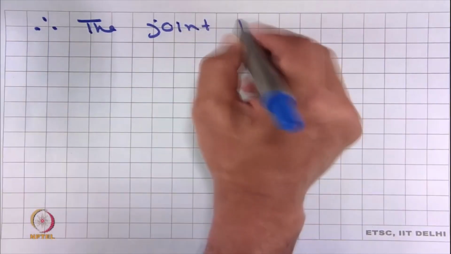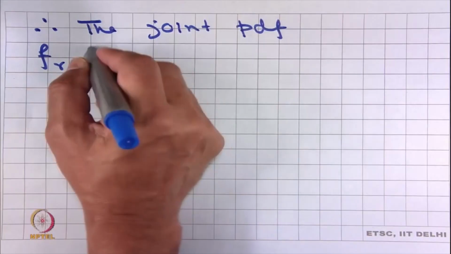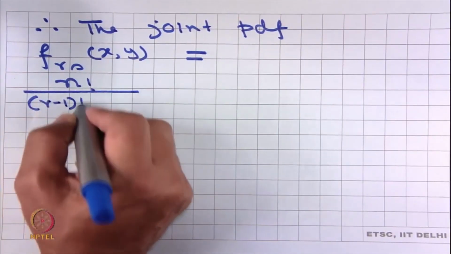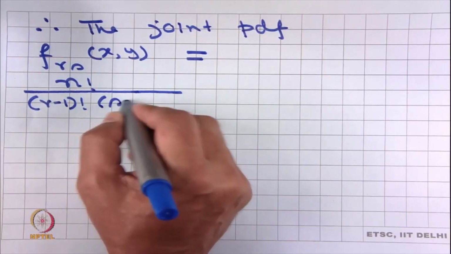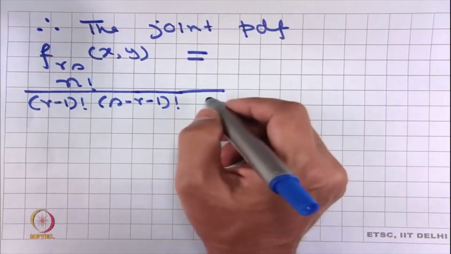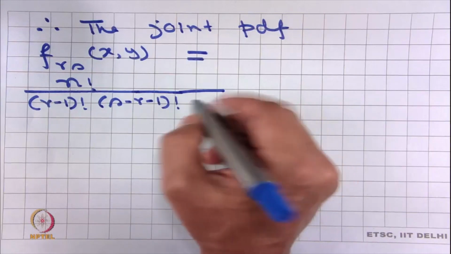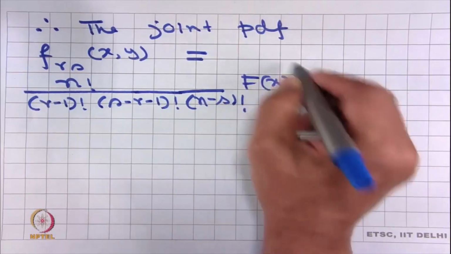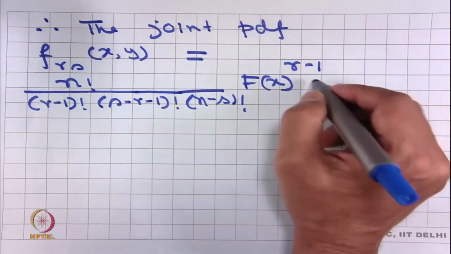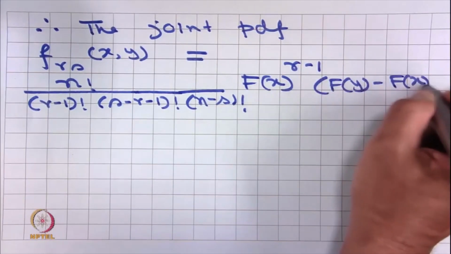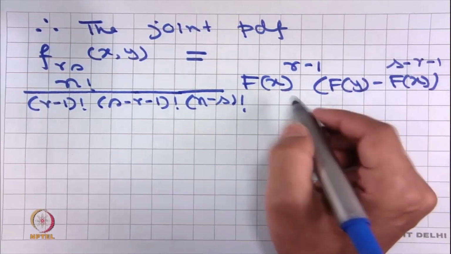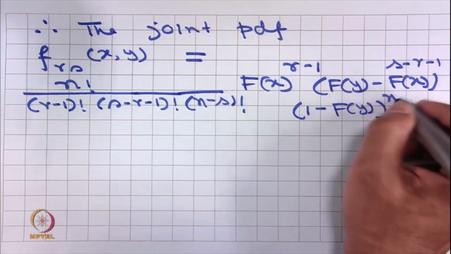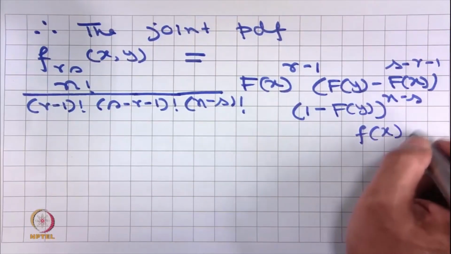So, the joint PDF f r s (x, y) is equal to n factorial upon (r minus 1) factorial, (s minus r minus 1) factorial, (n minus s) factorial, into F(x) to the power r minus 1, into (F(y) minus F(x)) to the power s minus r minus 1, into (1 minus F(y)) to the power n minus s, into f(x) f(y).